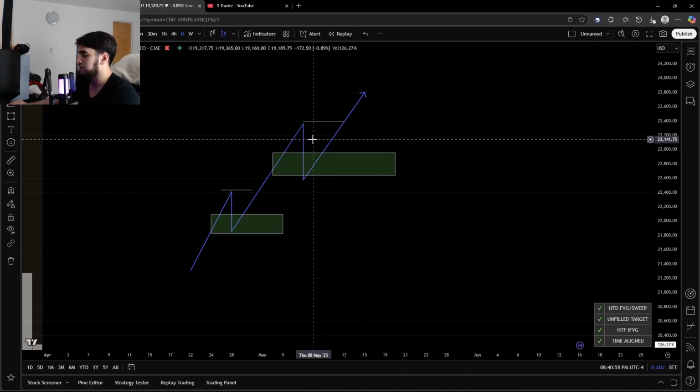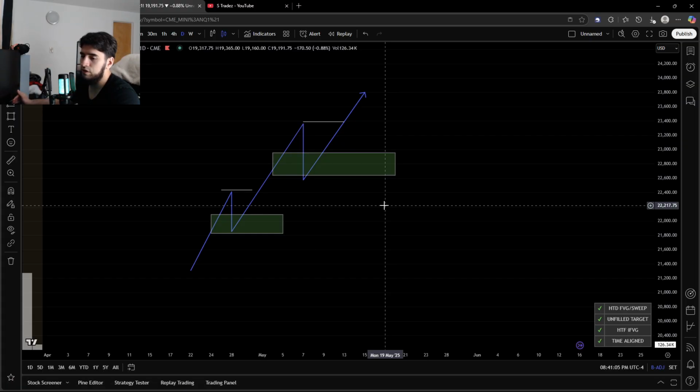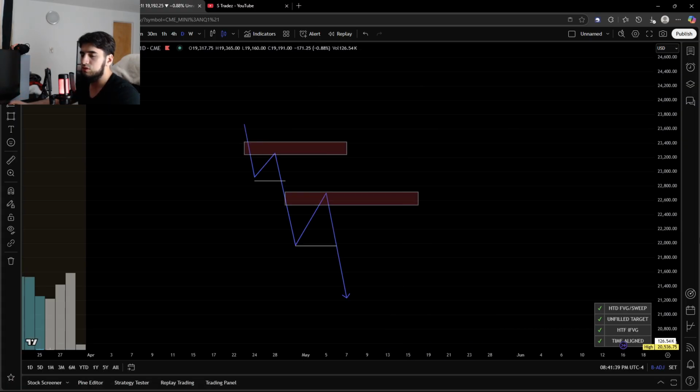So this is as simple as it gets. It either seeks out liquidity or rebalances inefficiency. That's about it. So same thing in the bearish scenario.